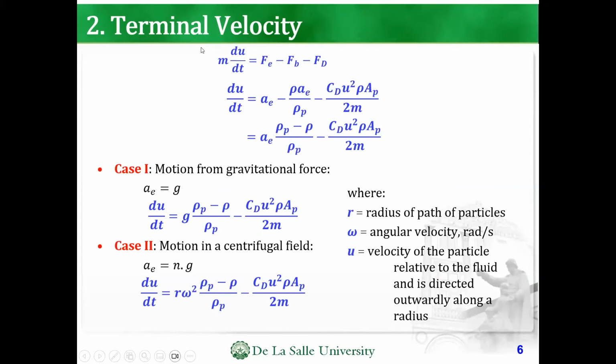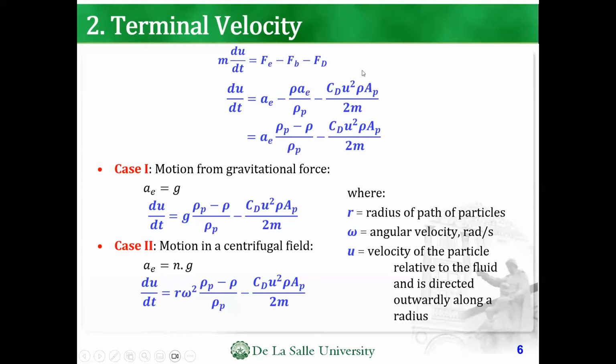So for the terminal velocity, again, with this equation, you can divide everything by the mass. Take note that this is m times ae, so just divide by m, you're left with ae. This one, due to the buoyant force, is m ae times the density of the fluid over the density of the particle, minus the drag coefficient term, u squared, so everything is divided by m here.